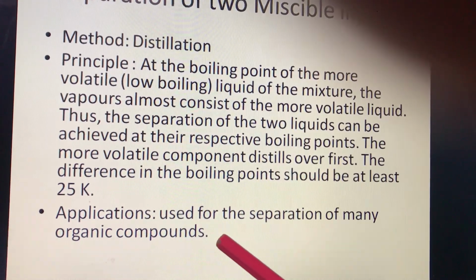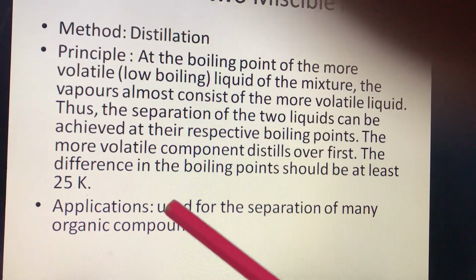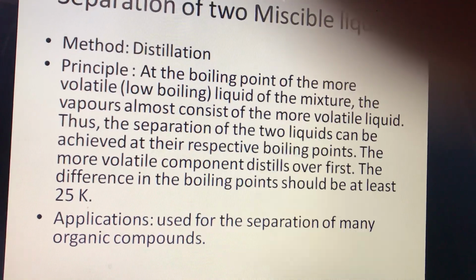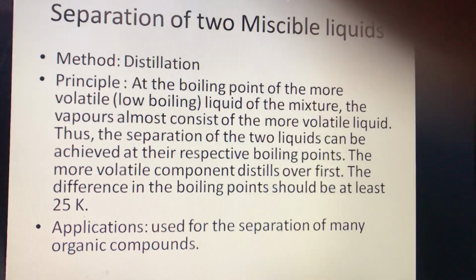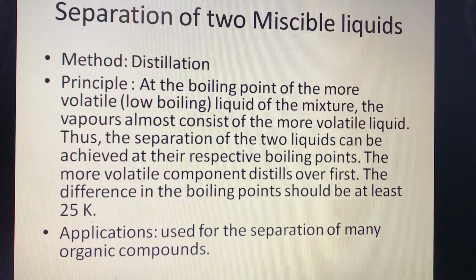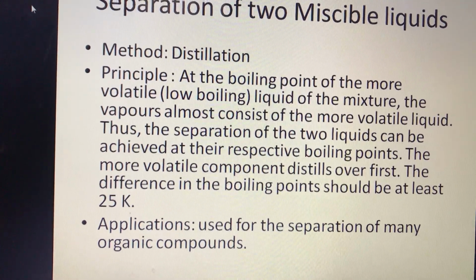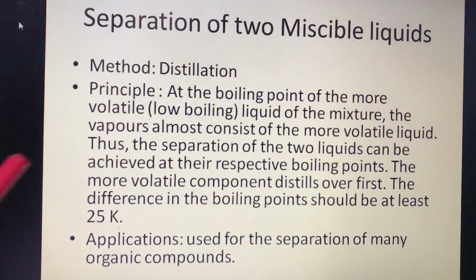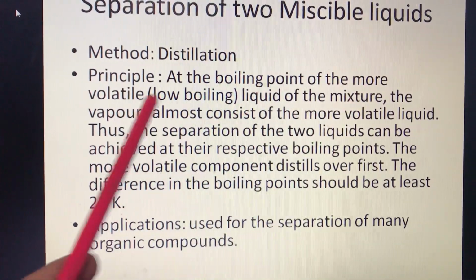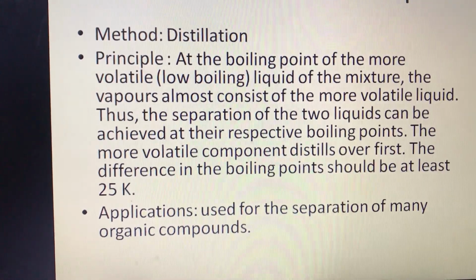The vapors of the liquid which boils earlier, which has the lower boiling point, will be formed first, and then these vapors are passed through a condenser. They get condensed and the first one gets separated, and the higher boiling point liquid remains behind. Okay, so here the method used is distillation, and the principle is: at the boiling point of the more volatile liquid of the mixture. More volatile means which has lower boiling point.